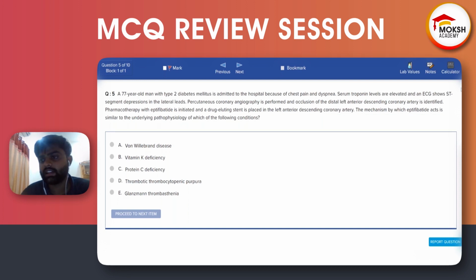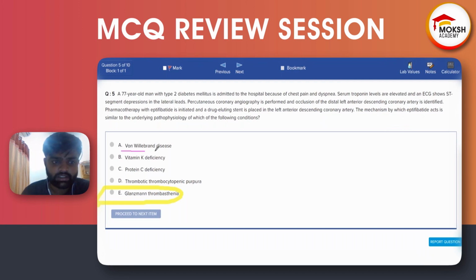Remember, they're asking, we have to remember the mechanism of action of eptifibatide. Well, you can do it via the elimination method, which is very common. So the answer here is E. It's Glanzmann thrombasthenia. Glanzmann thrombasthenia is the answer. You should not have changed it. Okay, let's go through the other options.